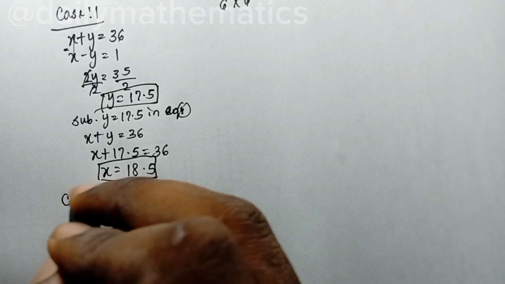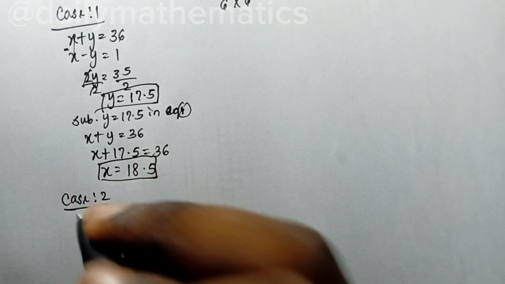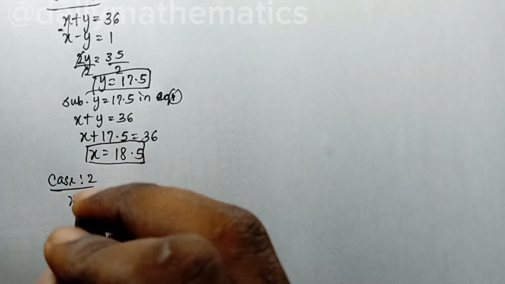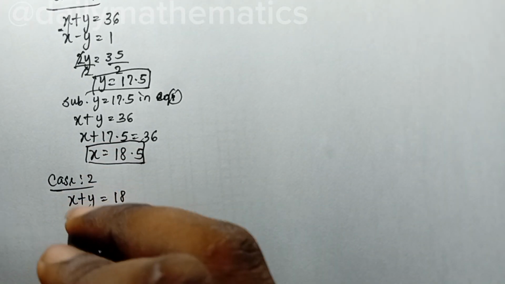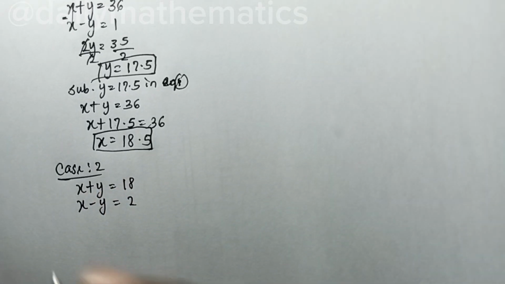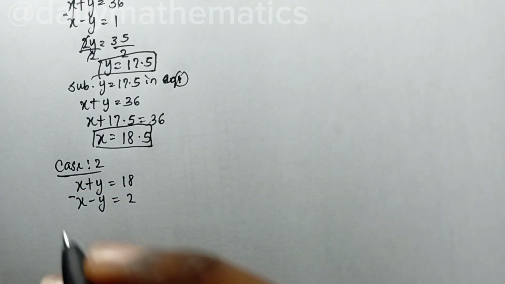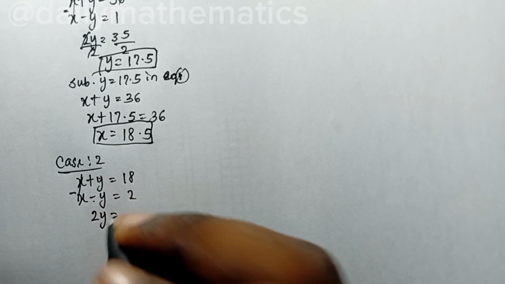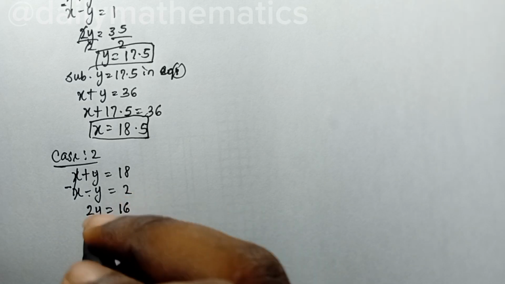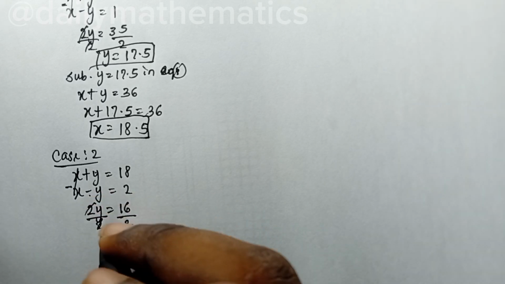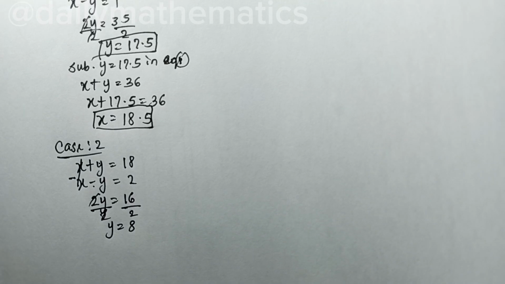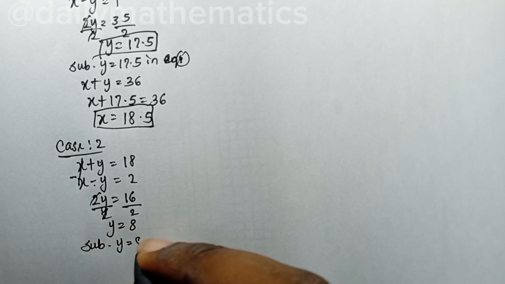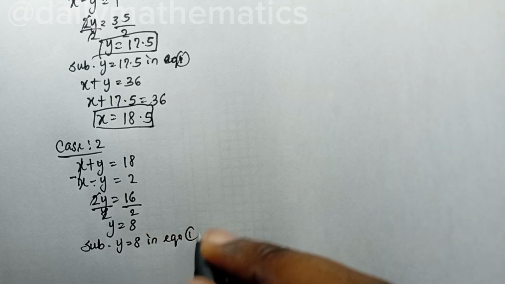How about case 2? Let's jump right into case 2. We have two factors, 18 and 2. So x plus y equals 18, and x minus y equals 2. Again, we subtract equation 2 from equation 1. x minus x cancels, and we have y minus y, which gives us 2y equals 18 minus 2, which is 16. Divide both sides by 2, and y equals 8.